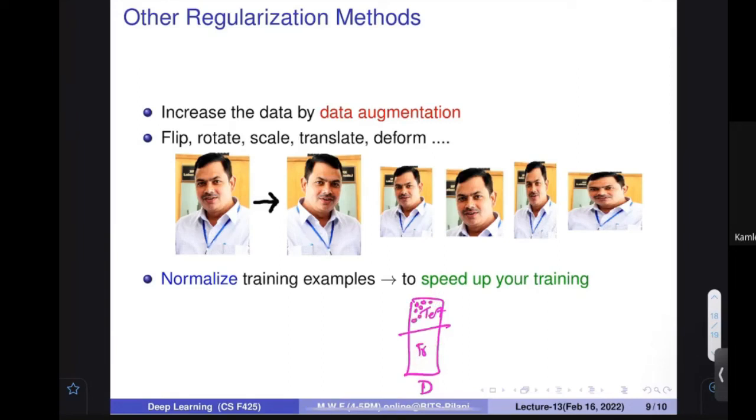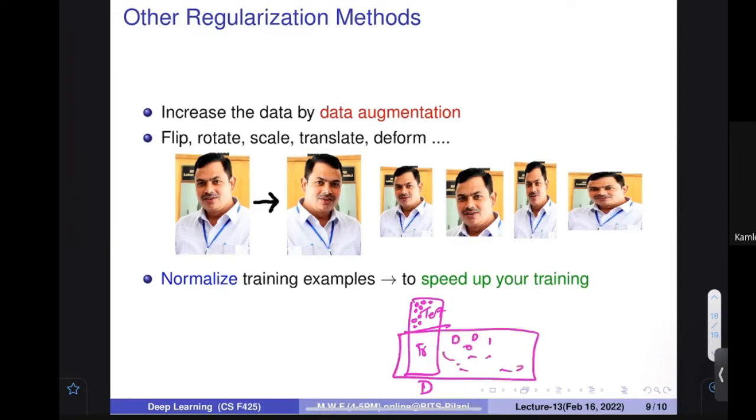Okay, so what I can say is that you put these examples inside the training. You keep this thing and put it here. By this, what happens is that you are actually increasing the training data in this particular system.